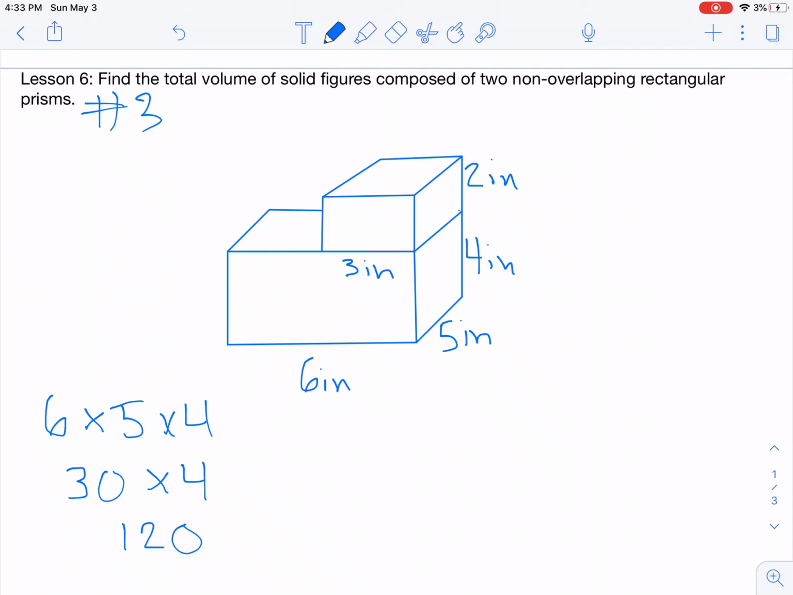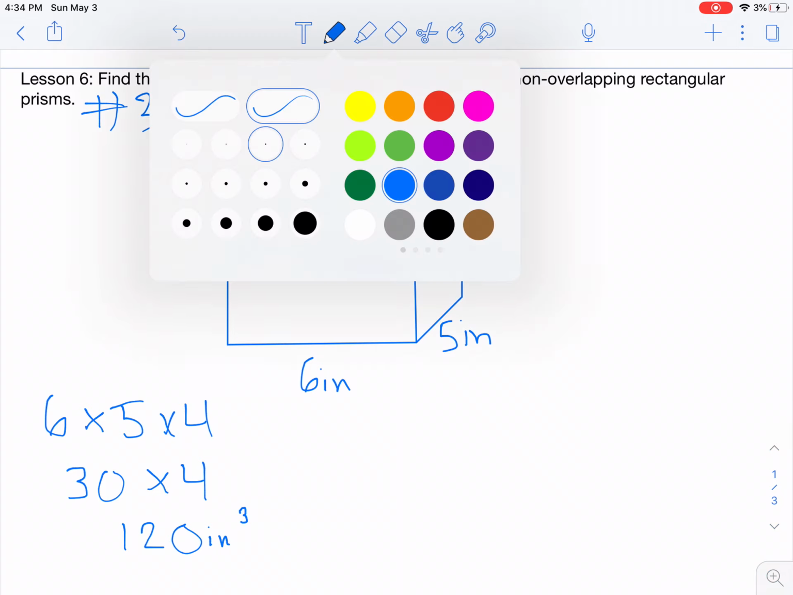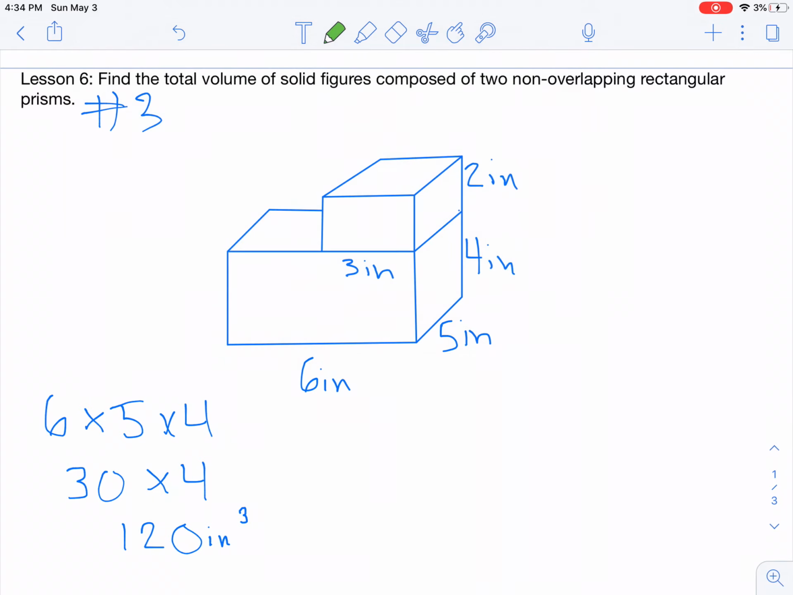And it's not just 120, it is 120 cubic inches. We're working in inches, right? So 120 cubic inches, that's the bottom box. Now we're going to do the top box in green.